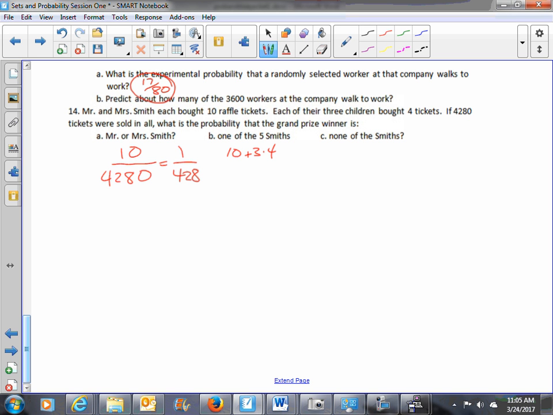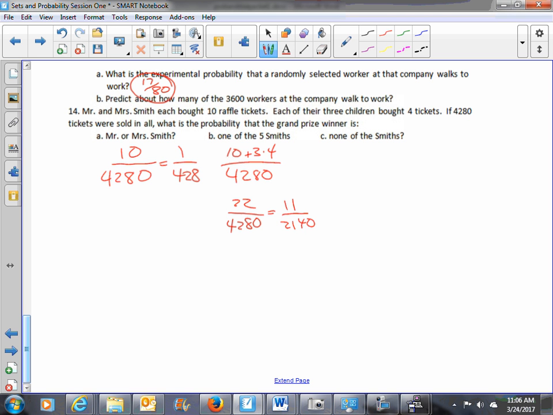And does that make 5 Smiths? Well, Mr. and Mrs. Smith is 2, and then 3 children is 5. So we get 10 plus 3 times 4 over, again, 4,280. So that's 22 over 4,280, which reduces to 11 over 2,140. Now, what is the probability that none of the Smiths win the grand prize?